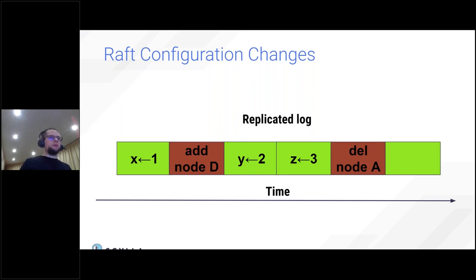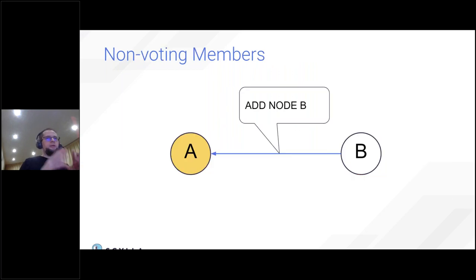ScyllaDB uses joint topology changes in Raft, which allow you to essentially transition a configuration into an arbitrarily different one. So you can transition a cluster of nodes ABC to a cluster of nodes DEF. This makes sure that you can safely do things like replacing a node or adding a node in a small cluster. And we also implemented another extension to make sure that there is liveness when adding nodes in small clusters.